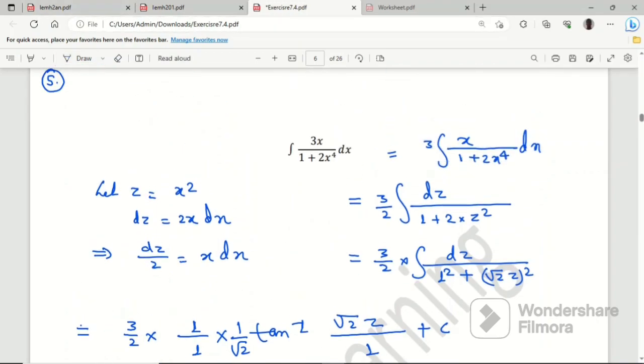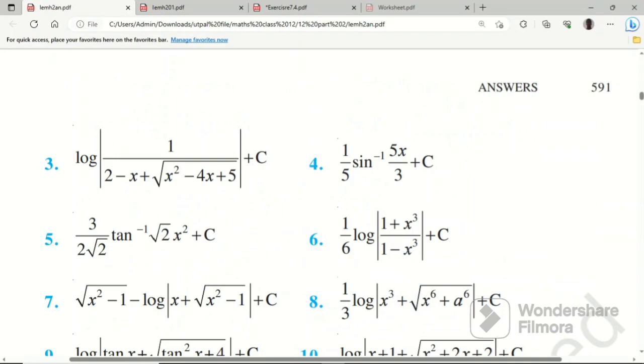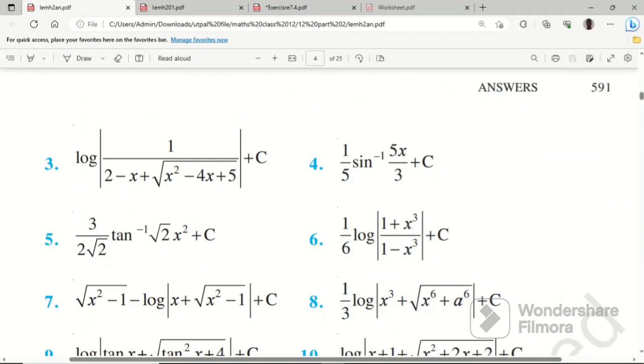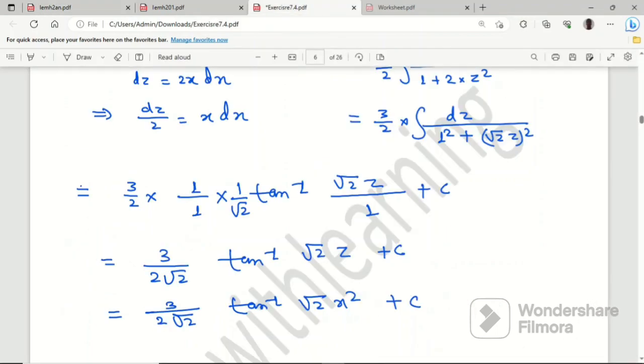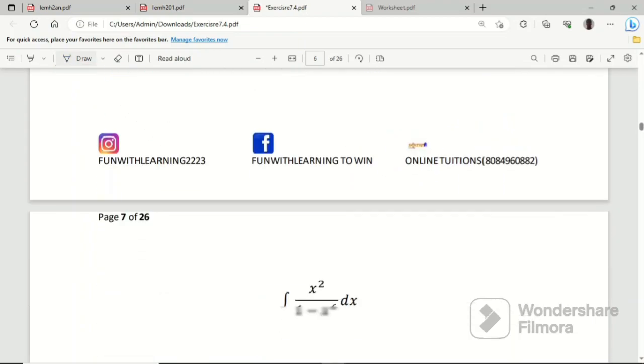This one is the fifth number. The fifth answer is 3 by 2 root 2 tan inverse root 2 x square plus c. Okay, it is right. We can write the answer here. Now we can move to the sixth question.